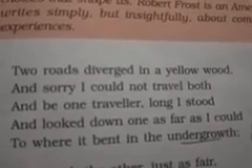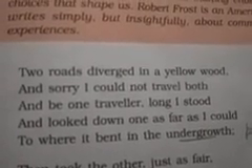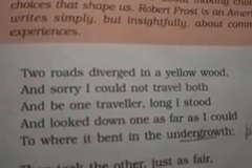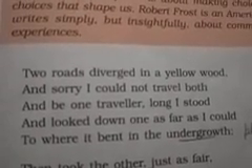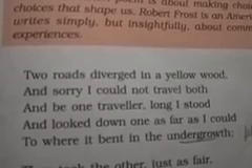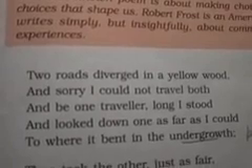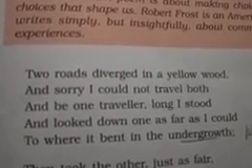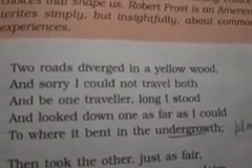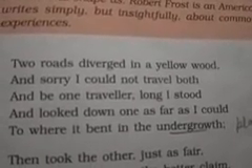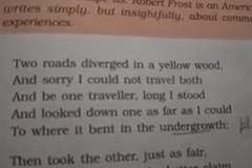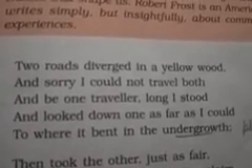Starting with the first stanza. Two roads diverged in a yellow wood, and sorry I could not travel both, and be one traveler, long I stood and looked down one as far as I could to where it bent in the undergrowth. So two roads were there. The path diverged into two roads in a yellow wood. Wood means forest. Why is this forest yellow? Because it is covered with yellow ripened leaves.